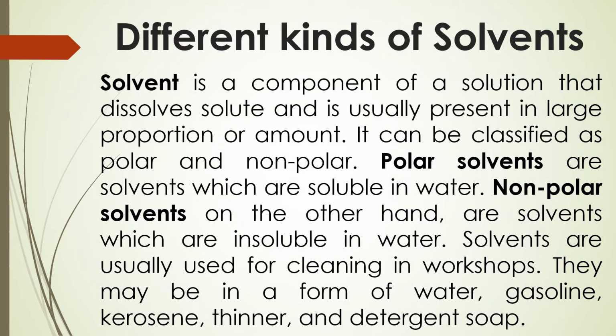Different kinds of solvents. A solvent is a component of a solution that dissolves solute and is usually present in large proportion or amount. It can be classified as polar and non-polar. Polar solvents are solvents which are soluble in water. Non-polar solvents, on the other hand, are solvents which are insoluble in water. Solvents are usually used for cleaning in workshops. They may be in the form of water, gasoline, kerosene, thinner, and detergent soap.